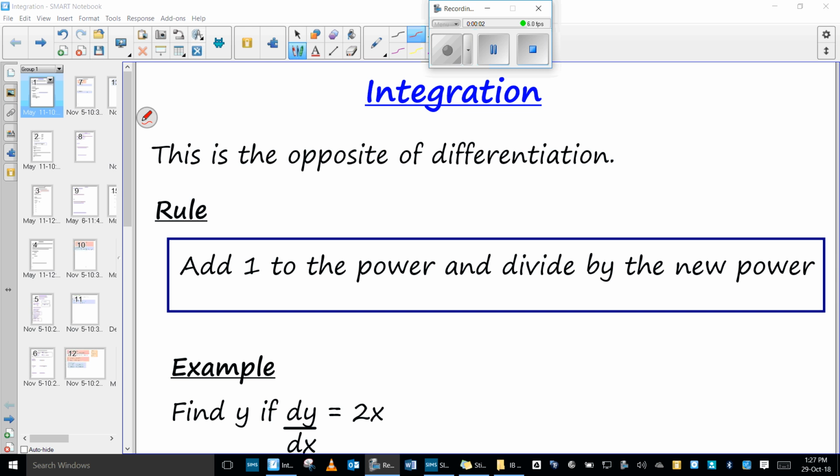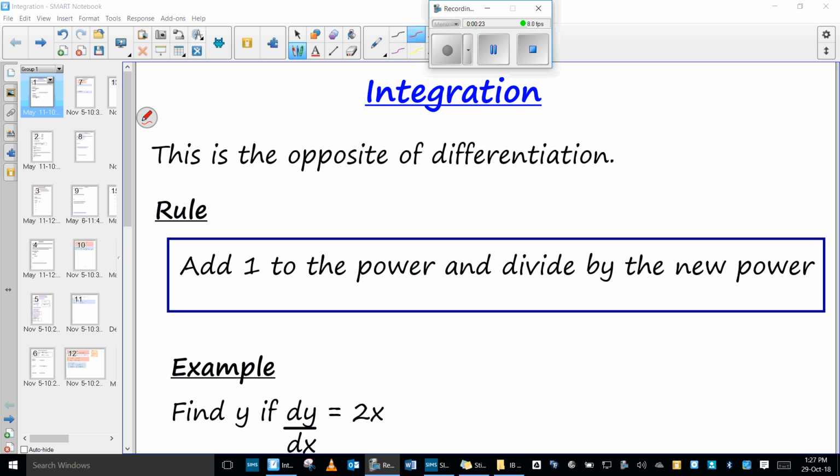Integration is the opposite of differentiation. Sometimes it's not ideal to do it straight after differentiation because people get mixed up, but in some ways it's better because you've just sussed out how to differentiate something. So now we're just going to go in reverse.